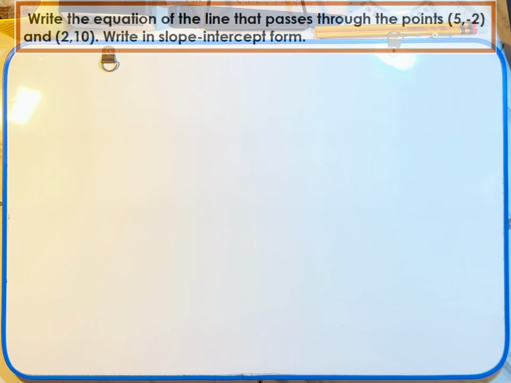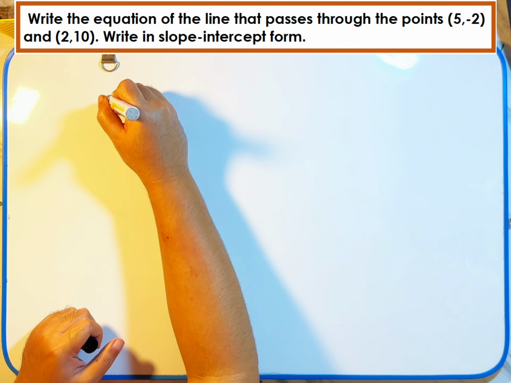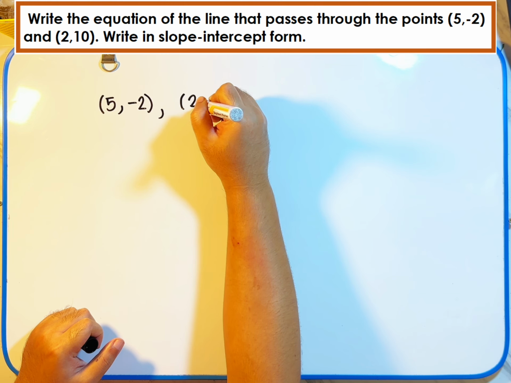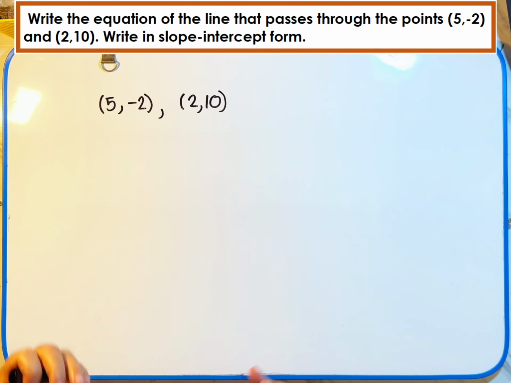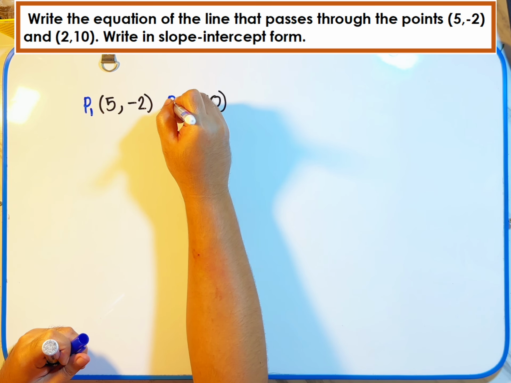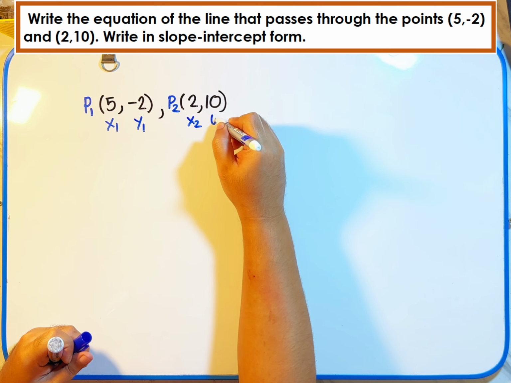Next problem, write the equation of the line that passes through the points 5, negative 2 and 2, 10. Okay, let me copy the given points where the line passes through. We have 5, negative 2, and we have 2, 10. So this time it's a bit different. Instead of a point and a slope, we're given two points. But it doesn't matter because we can definitely solve for the slope since we're given two points, right? So let's say this is point 1, this is point 2. It means this is x1, y1, this is x2, y2.